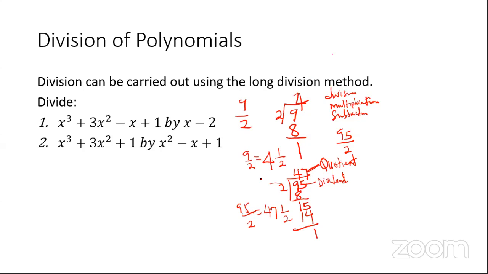This one here, we call it divisor. And this one here, we call it remainder. So at the end of the day, when you are expressing, you express as quotient, whole number, then remainder over divisor. So that's why we have 47 over 1 over 2.